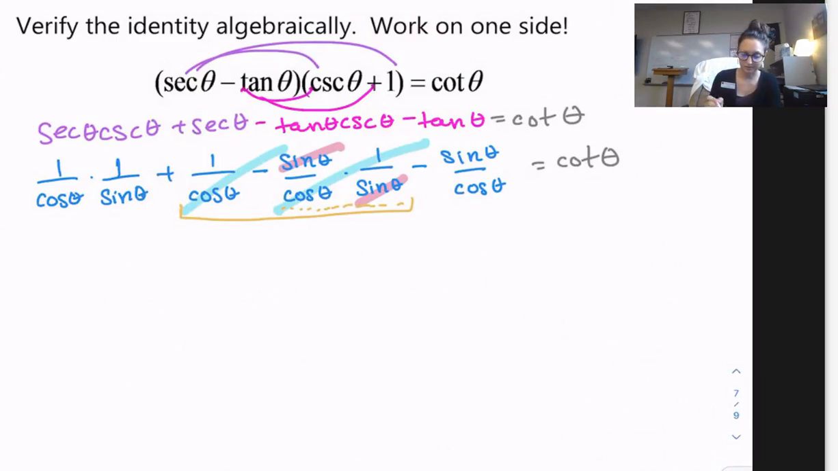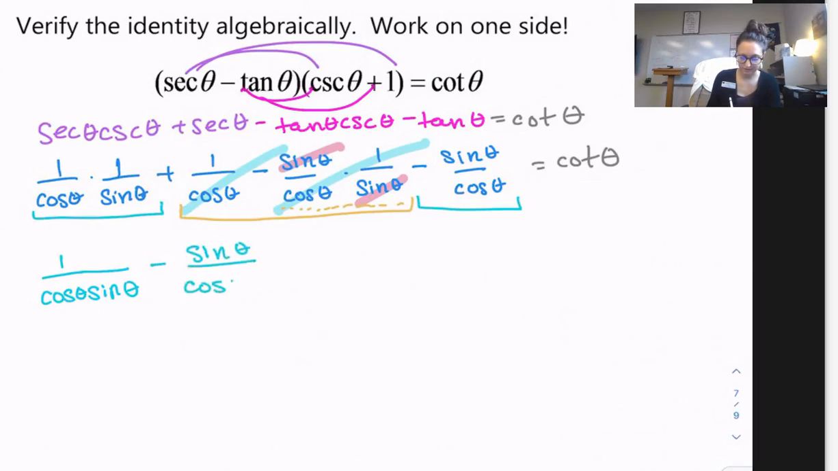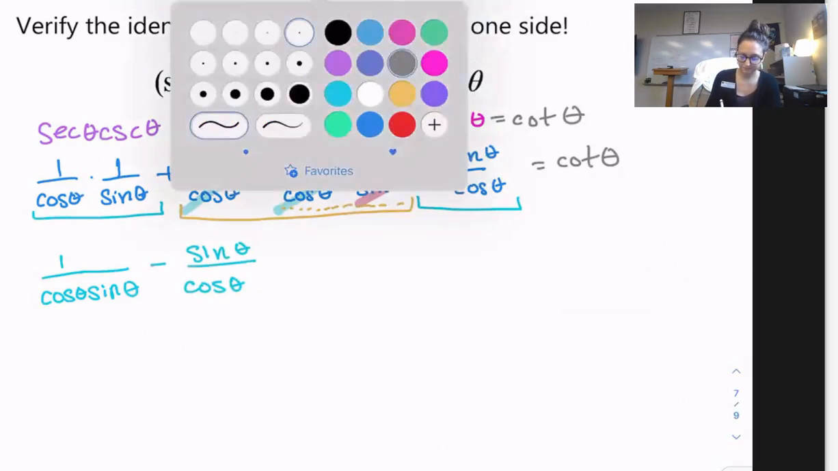All right, so now let's write what we have left. We've got 1 over cosine theta sine theta. I'm going to go ahead and make that one fraction. Minus, and then I've got this piece left as well, sine of theta over cosine of theta.